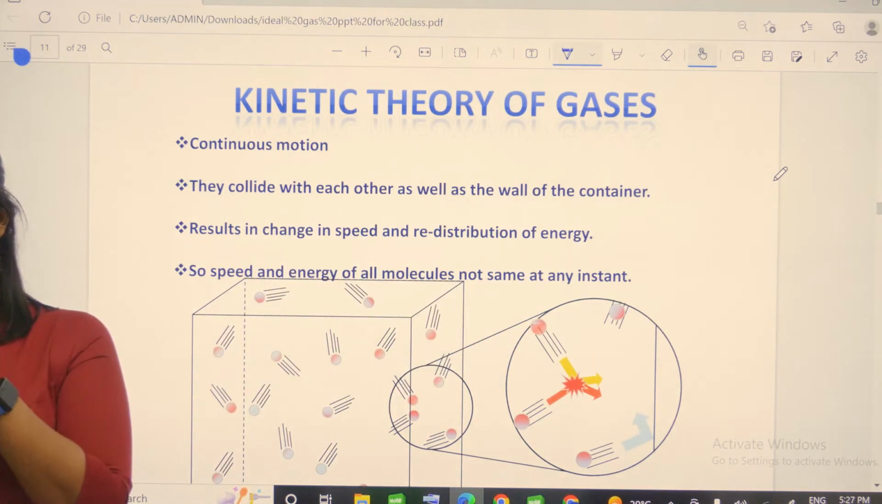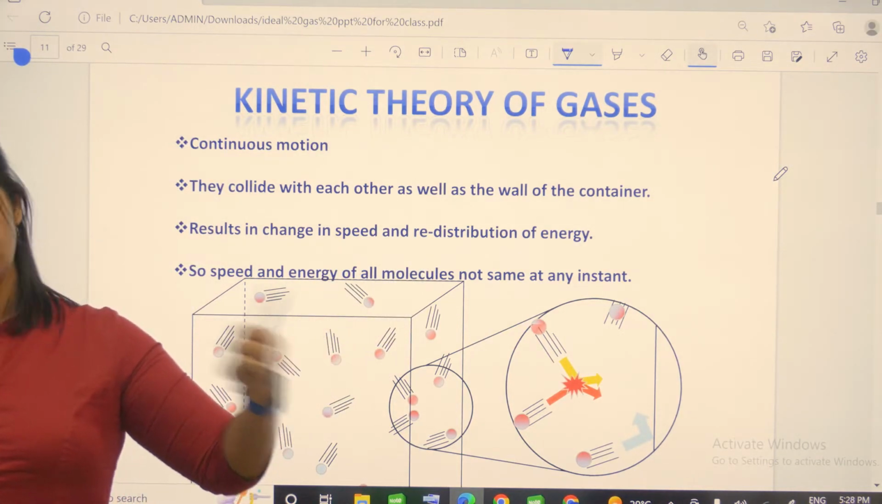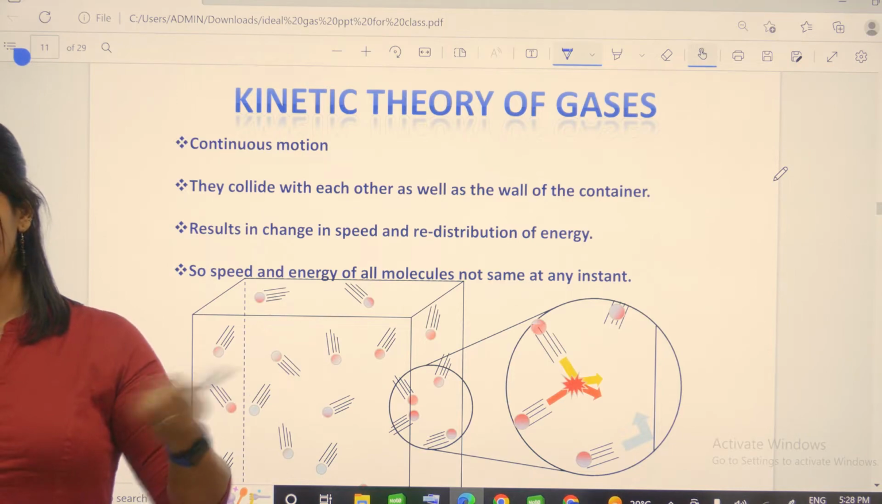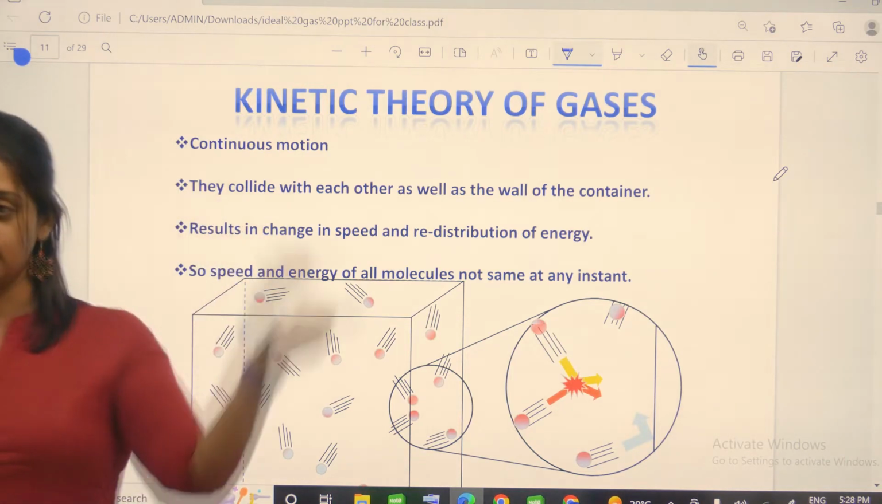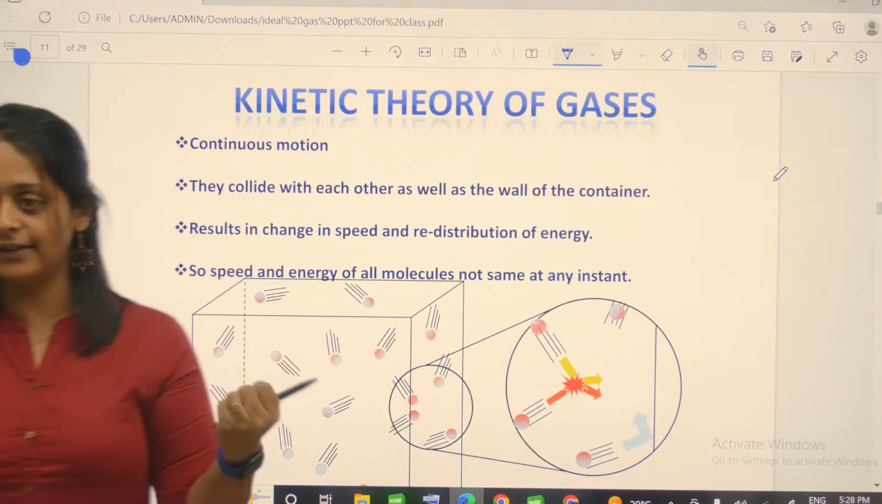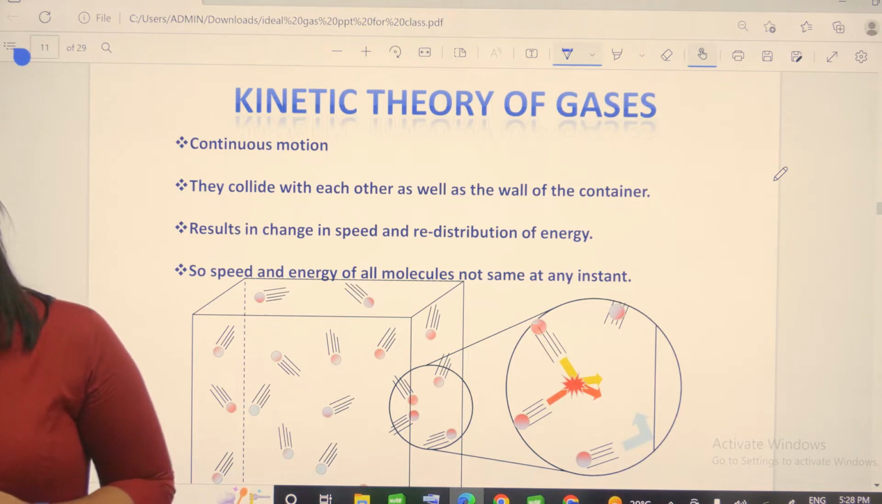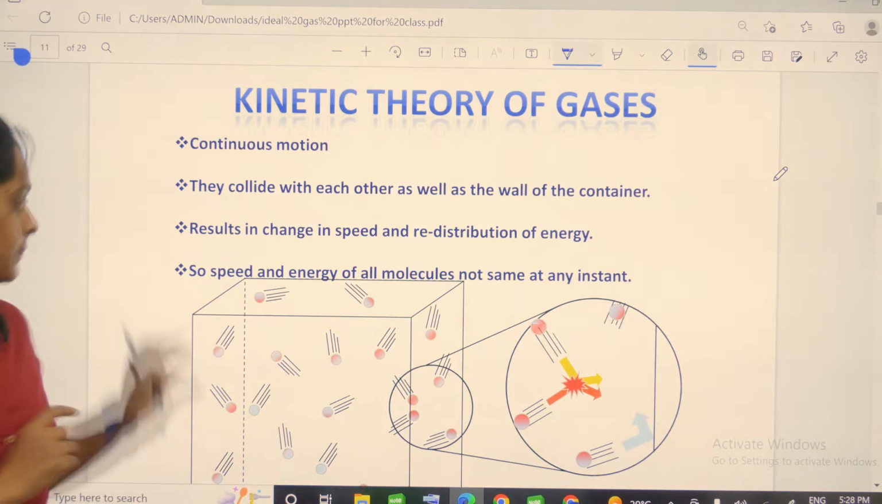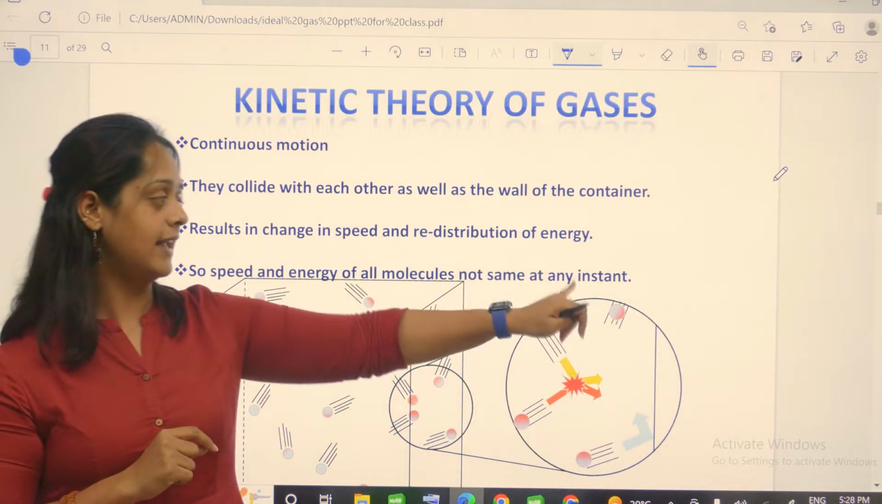So when they collide, one will gain energy, the other will lose energy. The law says energy can neither be created nor destroyed. It is always constant. It's only transformed from one form to another. So one gains by increasing its velocity, one loses its velocity, right? Kinetic energy. So the speed and the energy of the molecule are not the same at any instant.